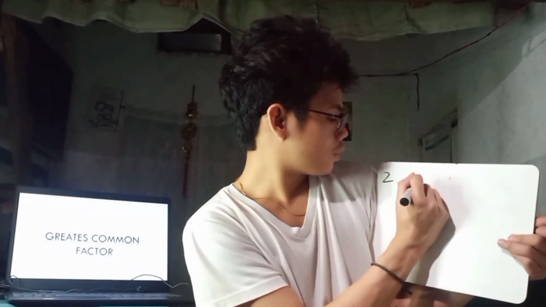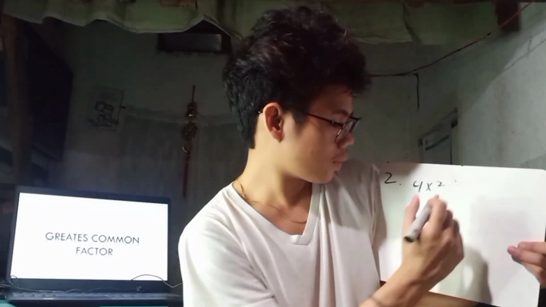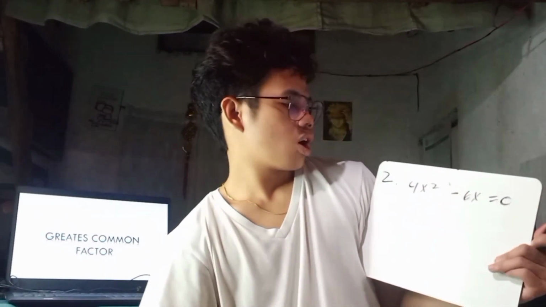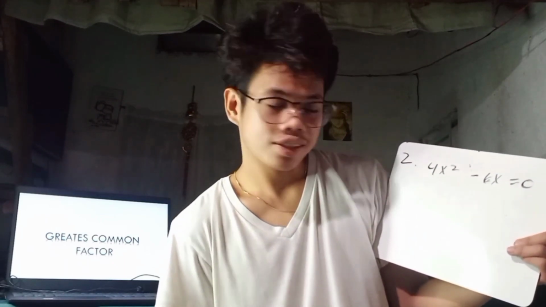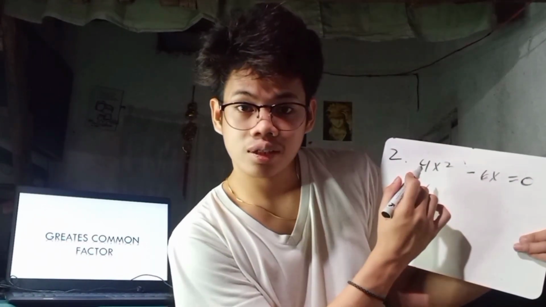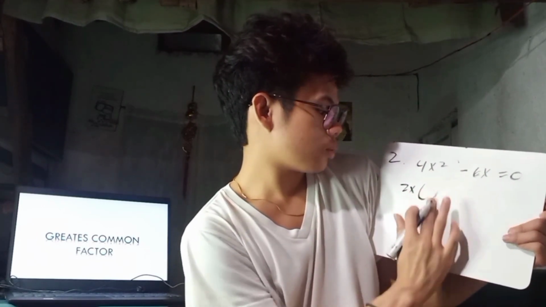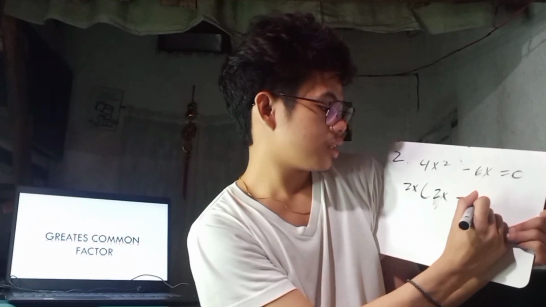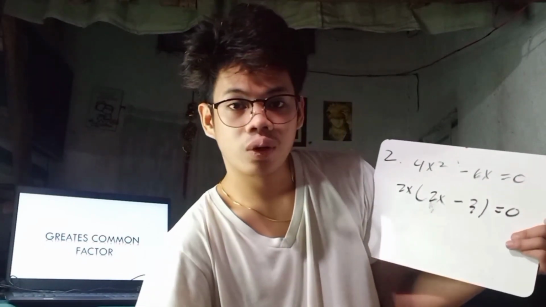Okay, for another example, we have 4x squared minus 6x equal to 0. Okay, the greatest common factor here is 2x. Alright, 2x divided by 4x squared, it will become 2x. 2x divided by negative 6x, it will become negative 3, equal to 0. Now equate every factor to 0.